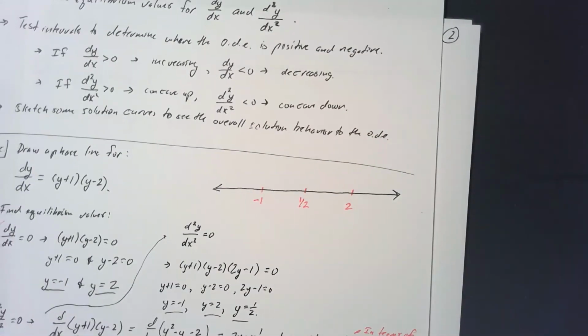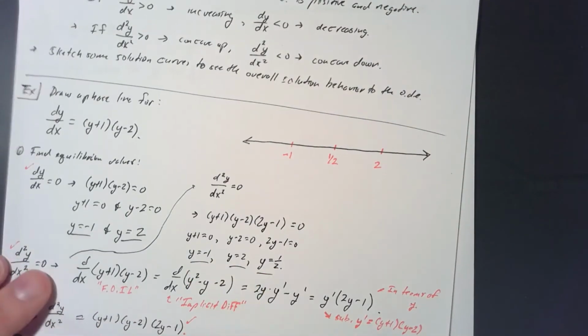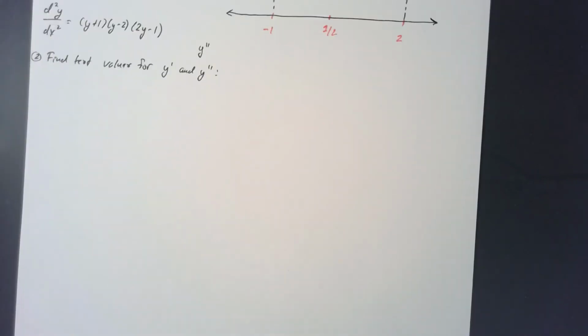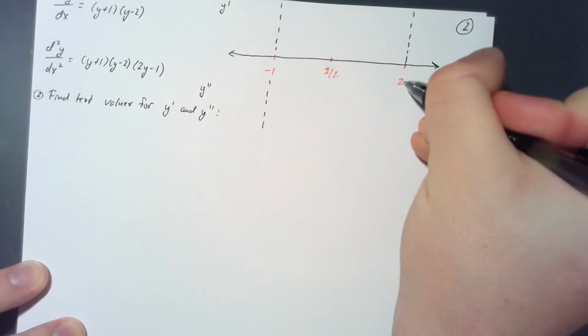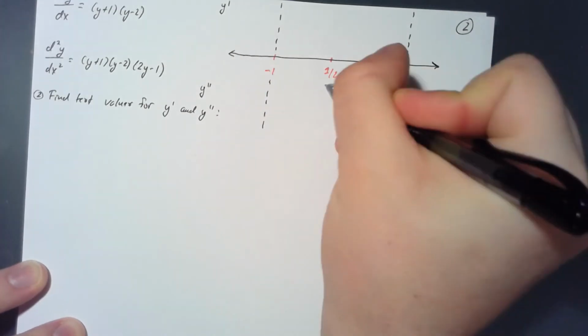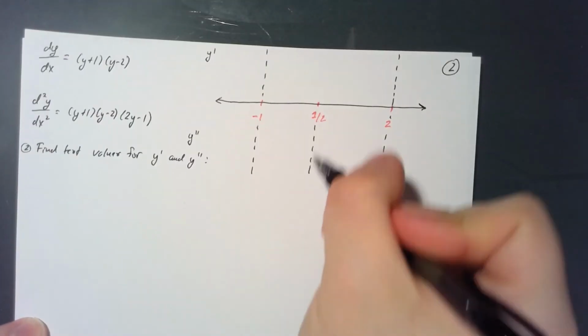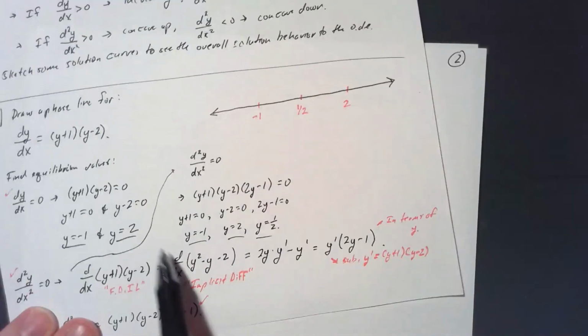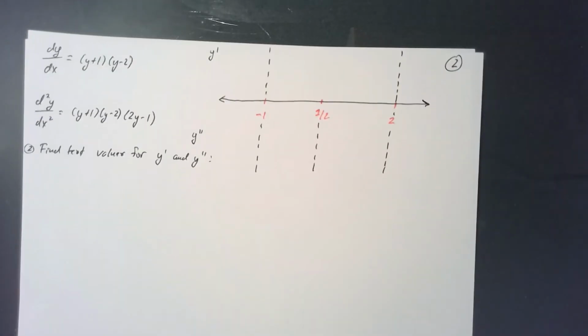And for the second derivative, the equilibrium values were negative 1, 2, and 1/2. So for the second derivative, it breaks up into 3 sections: negative 1, 2, and 1/2. I don't put the 1/2 here because this was not an equilibrium value for the first derivative. It was just an equilibrium value for the second derivative. Right? Okay. So now I'm ready to find test values.